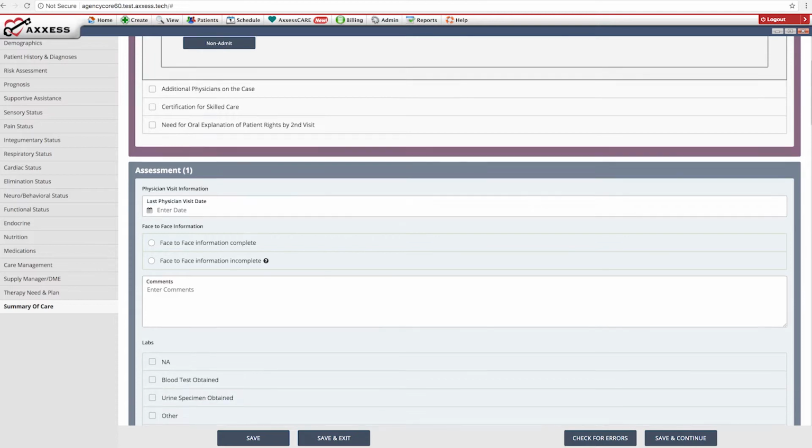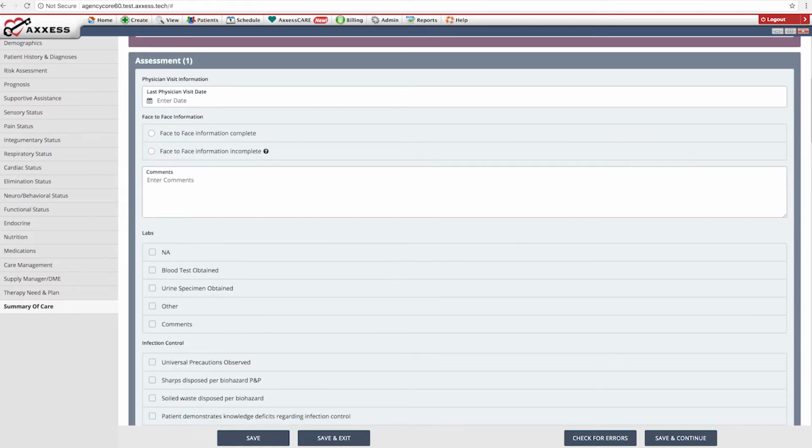So you want to enter the last visit date. If the face-to-face information is complete, and what I mean by complete is that you're the clinician, you're out there doing the visit, and every medication, when you do the medication reconciliation, all the medications match up, and the patient is not telling you that they have a pacemaker and you don't see that anywhere in the physician documentation, or they're on medicine for heart failure, but you don't see heart failure. So if any of those things happen, then you have to document here that the information is incomplete.